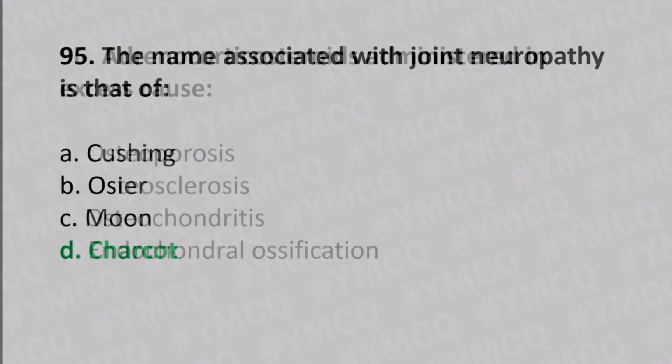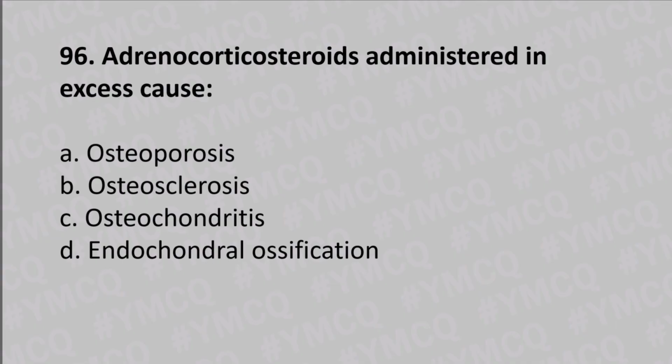Moving to our 96th question, adrenocorticosteroid administered in excess causes Option A, osteoporosis. Option B, osteosclerosis. Option C, osteochondritis. Option D, endochondral ossification. And the answer is Option A, osteoporosis.